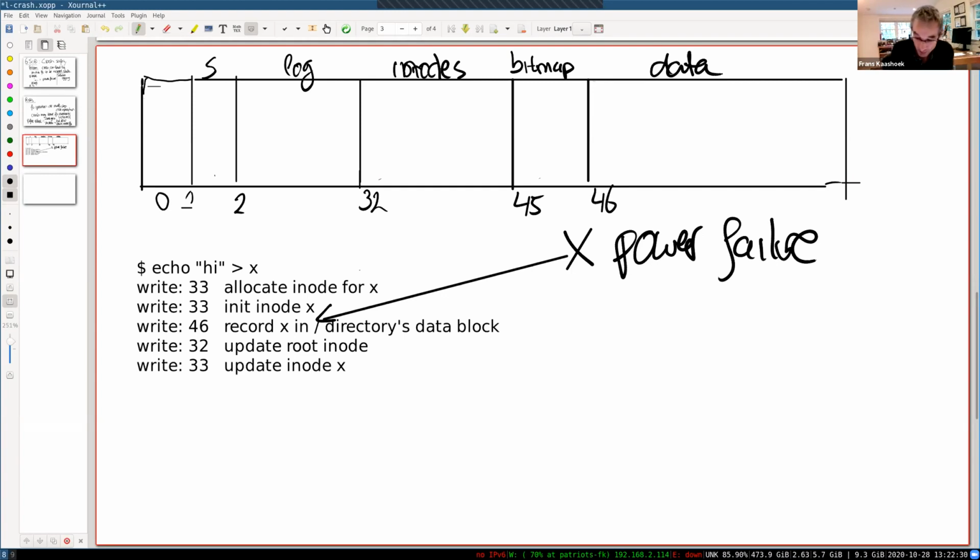And so we want to understand: if we crash here and we have no additional mechanisms, or we have no logging, as we're going to be talking about, how bad is it? What risk are we running here? Anybody? So basically, we've written block 33 to record that the inode has been allocated. Then we had a power failure, and then we come back up.